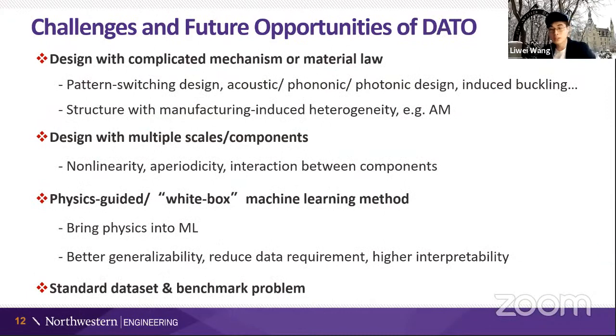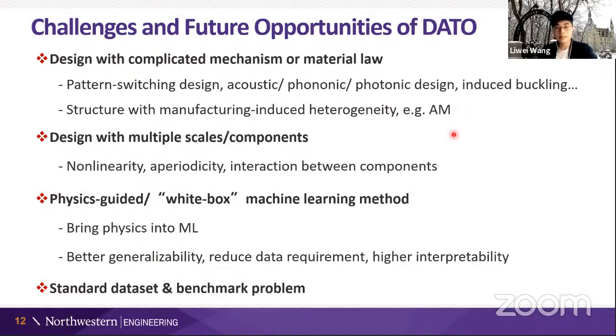As the last part of this talk, we want to share our thoughts on the challenges of DATO. We feel that these four directions are promising. The first one is those designs with complicated underlying mechanisms or material laws. For example, the pattern switching design, photonic designs, and the consideration of manufacturing induced heterogeneity. Here, the simulation and sensitivity are expensive or even impossible to obtain. In this case, machine learning can be used for surrogate modeling, just like what other professors presented in their talks.